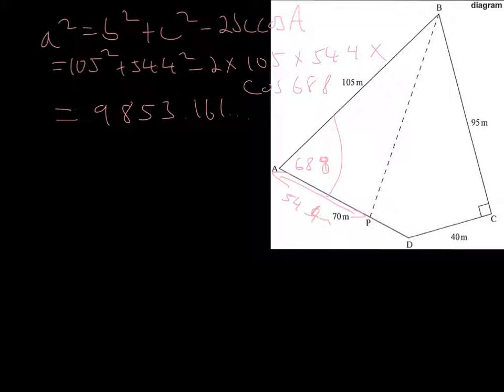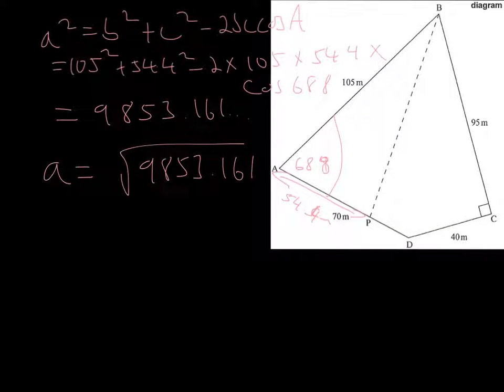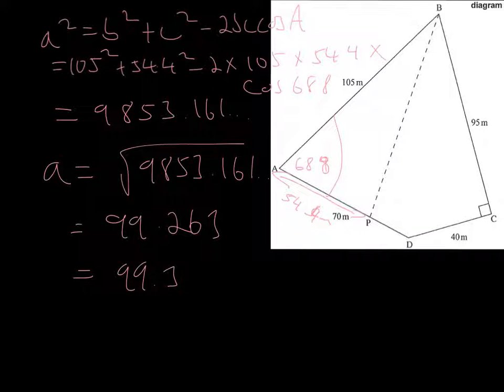And it is very easy to congratulate yourself at this point and say well done. However, there is a final elephant trap to clear, which is that, of course, we have been working out here a squared, and we are asked to find the length PB, so we are going to need to take the square root of this answer to get the final mark. So if we take the square root of 9,853.161, etc., we are going to get an answer of 99.263, which gives us an answer of 99.3 to 3 significant figures.